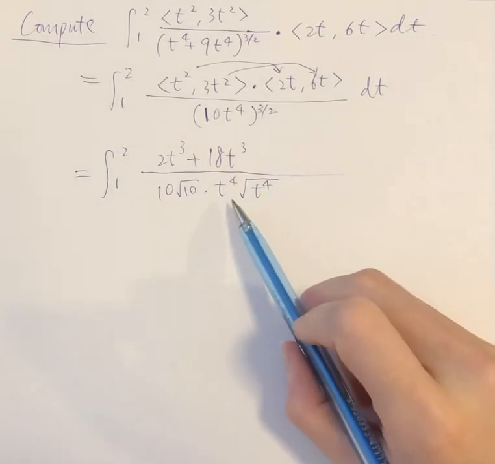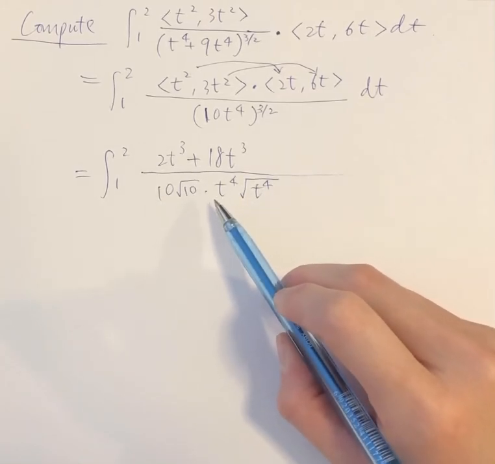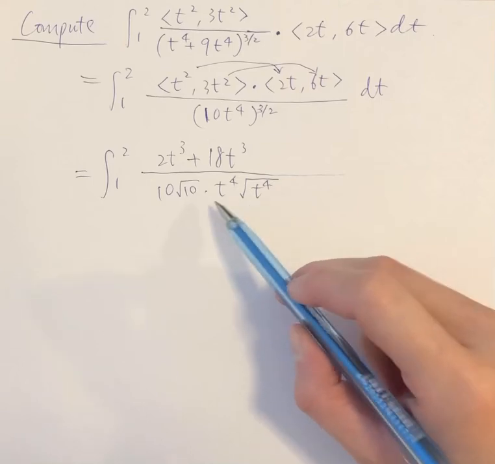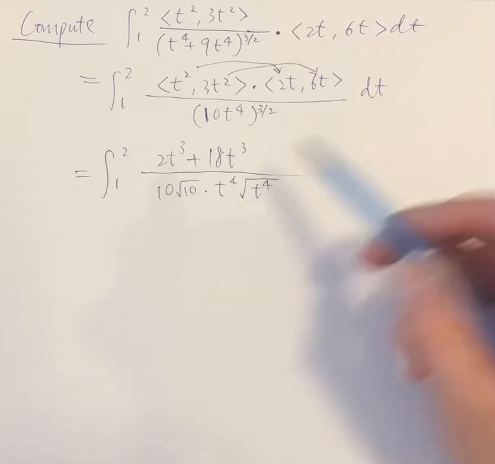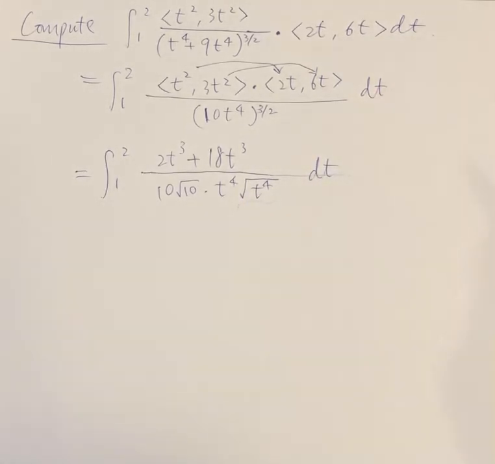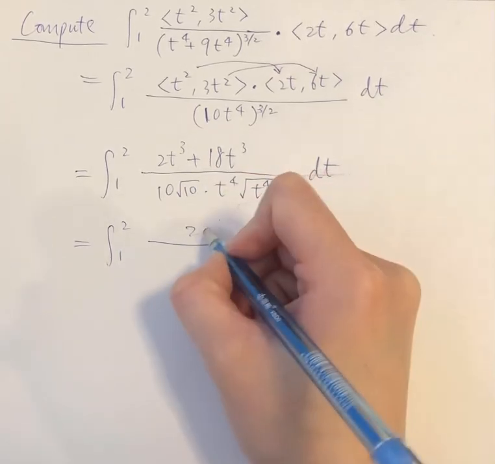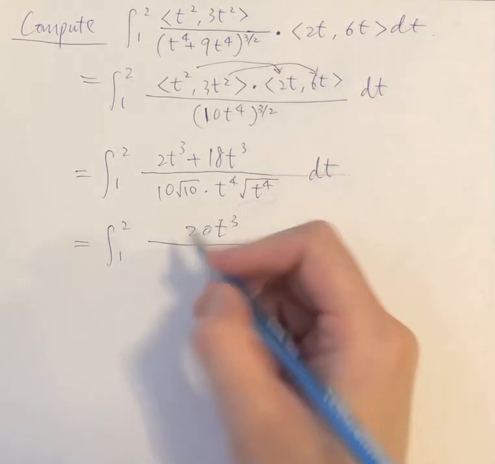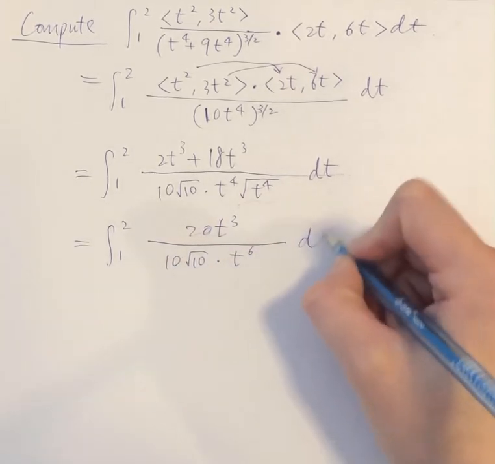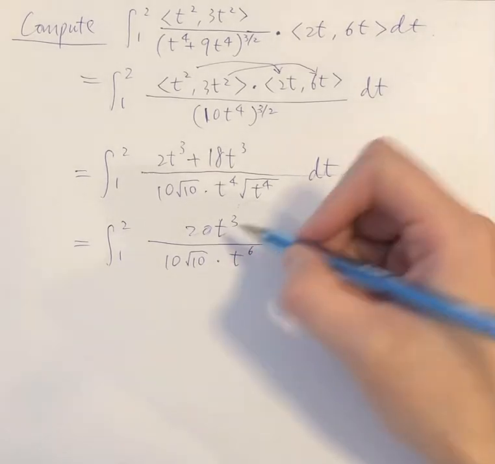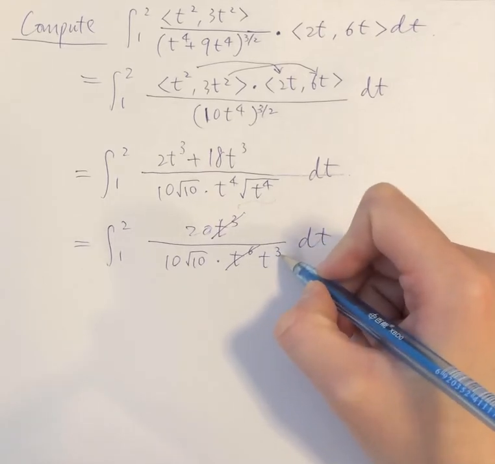I know for this step you have many ways to write the denominator, but depending on how comfortable you are with the algebra, you can go immediately to t to the 6 if you know what's going on. So let's keep going. The numerator is now 20t cubed, and then the denominator is t to the 6, dt. And then there's something you can cancel. You can cancel a t cubed, and you have t cubed left in the denominator.